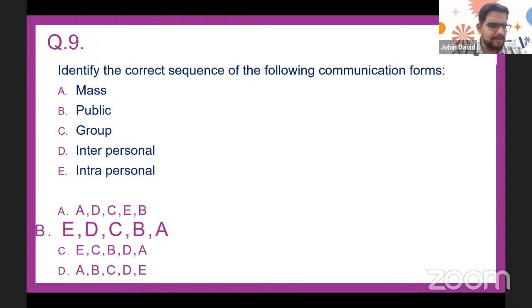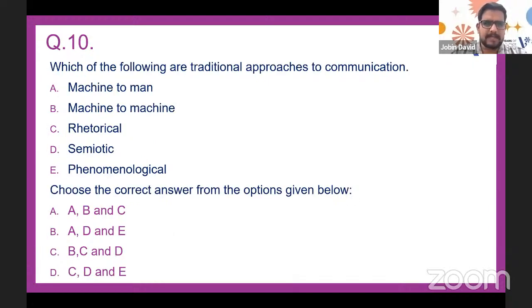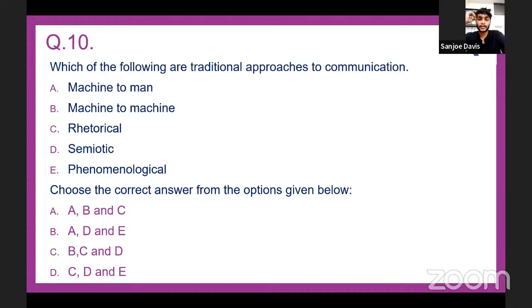Okay, so I think our YouTube babies also said the answer as B. The correct answer they said is B. Okay, it's a very good one that you have. Like the next question, can you read the question, Sanjo? Which of the following are traditional approaches to communication? Machine to man, machine to machine, rhetoric, semiotic, and phenomenological.